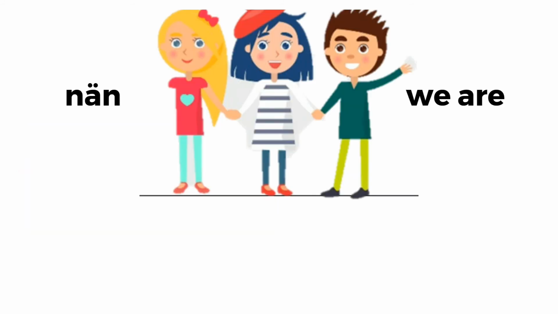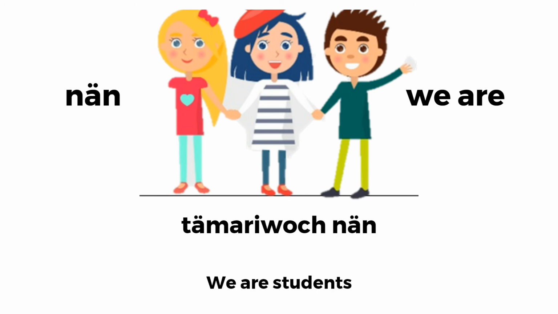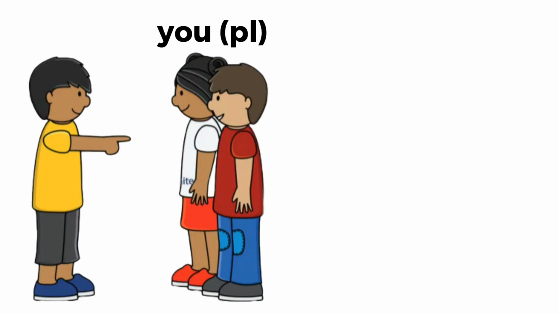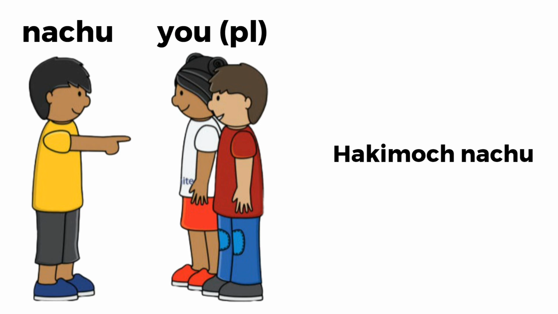Nen. Tamariwoch, nen. But note that in Amharic it's optional to use plural forms. So tamarinen also works. But it's a good habit to use plurals. So try to use them more often. You guys are is nachu. Hakimoch, nachu.